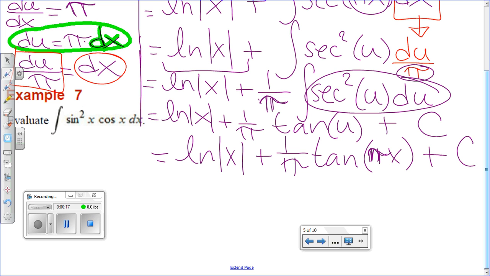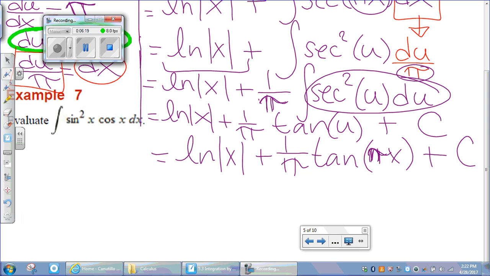Okay, now let's go to example 7. What we're going to do here is choose u to be sine of x.